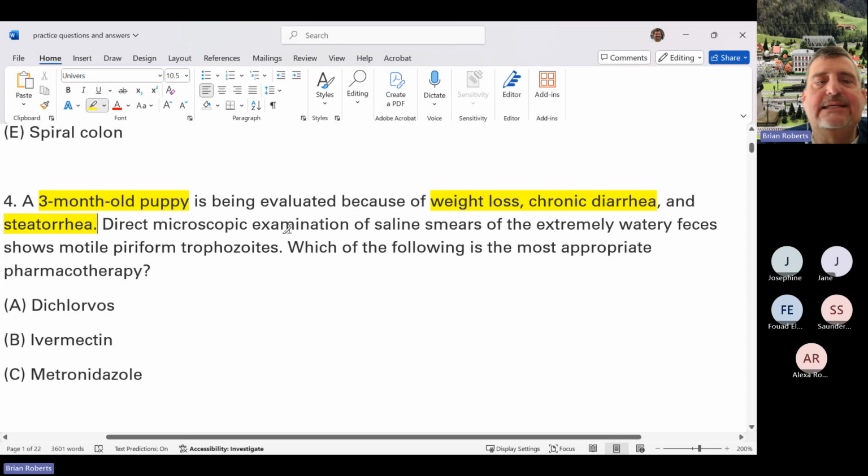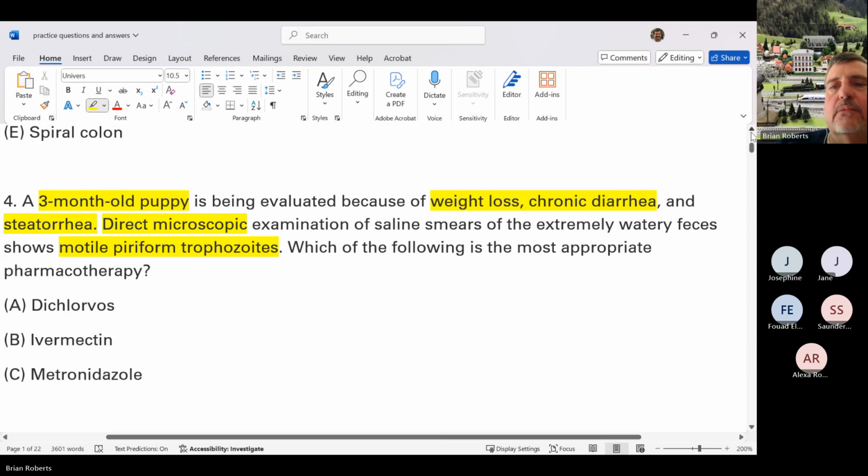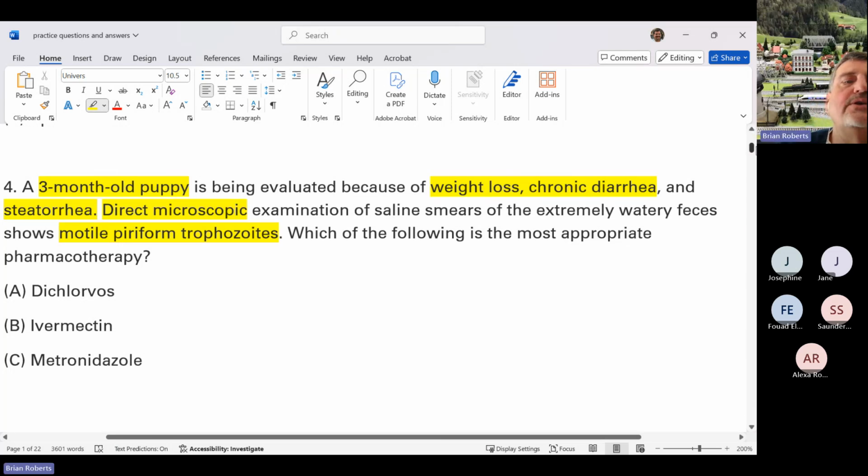So we have a direct exam, and we see motile piriform trophozoites on a direct, right? Didn't even float it. So this is a double jeopardy, right? You need to know what this organism is and how to treat it. Okay, so what do you guys think the problem is with this puppy? A 3-month-old puppy, weight loss, diarrhea, steatorrhea, motile piriform trophozoites.